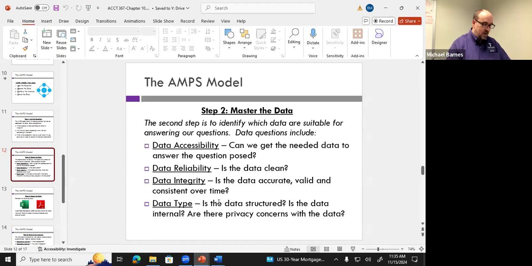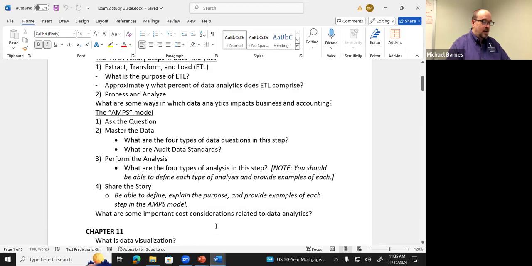Again, you need to be able to know what the 4 types are and have a general understanding of what each of these different data questions relate to. And then right below that, there's a bullet point that says, what are audit data standards? The only reason I bring this up is I've asked questions about this in past semesters, and for some reason this gets blown out of proportion.